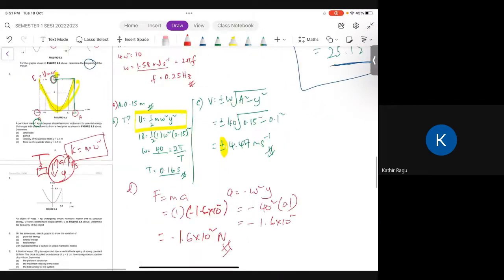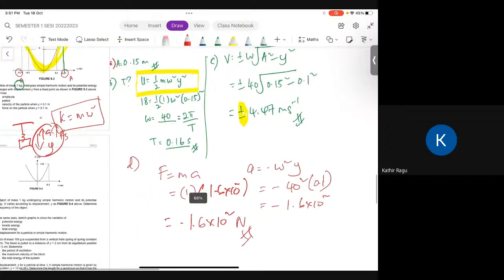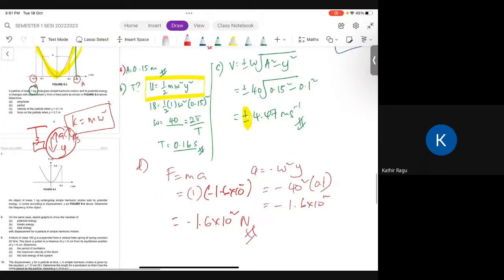Sama lah, negatif. Buat negatif sebab dia adalah restoring force punya. Mesti ada negatif tu. Tak boleh tak ada negatif sebenarnya. Sama je lah. Negatif 160 Newton.